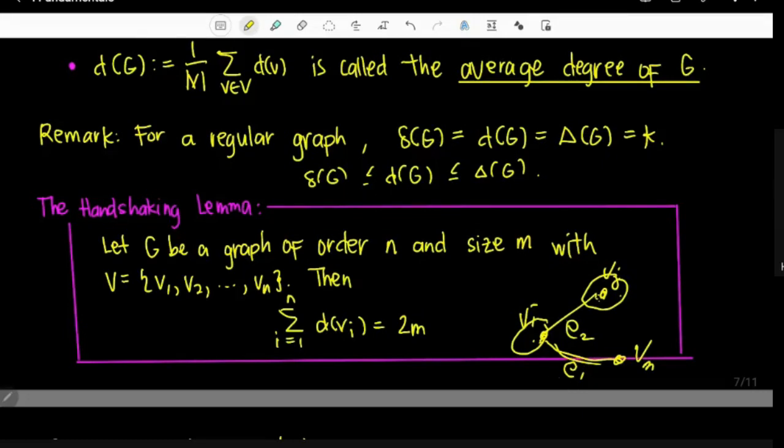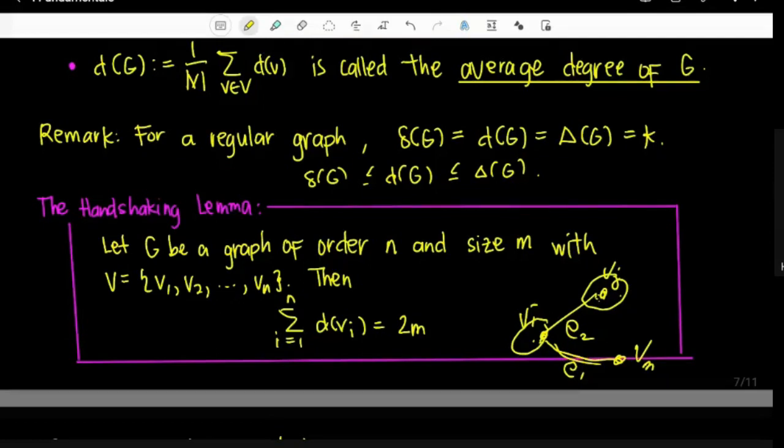So for each edge, lagi mong kinakount 2, yung number of degree. So for every edge, meron kang makakount na 2. So pag tinotal mo lahat yon, that's the total number of degrees ng mga vertices. But in terms of the edges, that's just twice the number of edges, 2m. So the total sum of degree is the same as twice the number of edges. So that's a simple fact about graph.